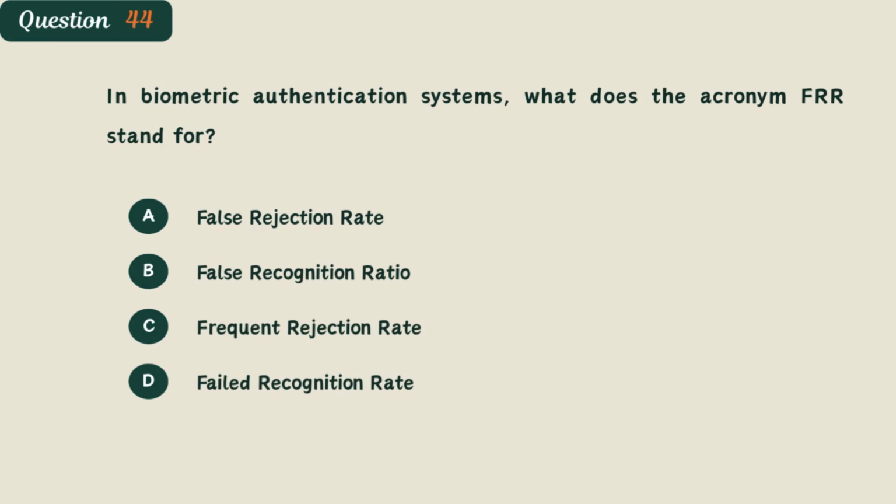Question 44. In biometric authentication systems, what does the acronym FRR stand for? A. False rejection rate. B. False recognition ratio. C. Frequent rejection rate. D. Failed recognition rate.